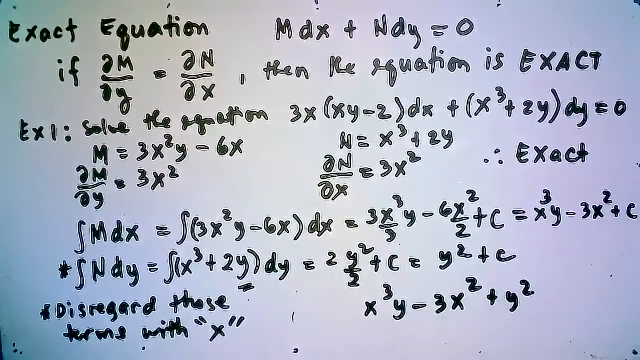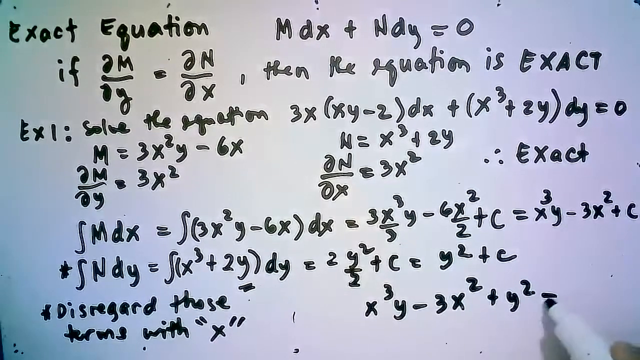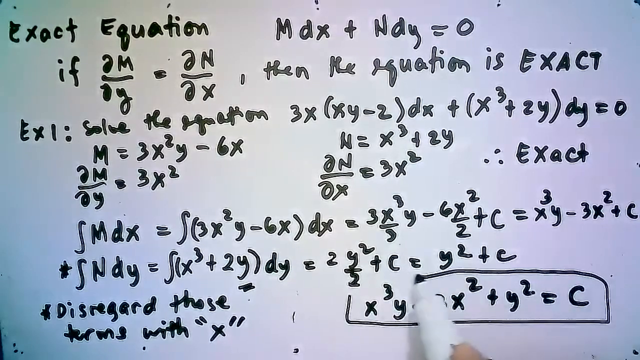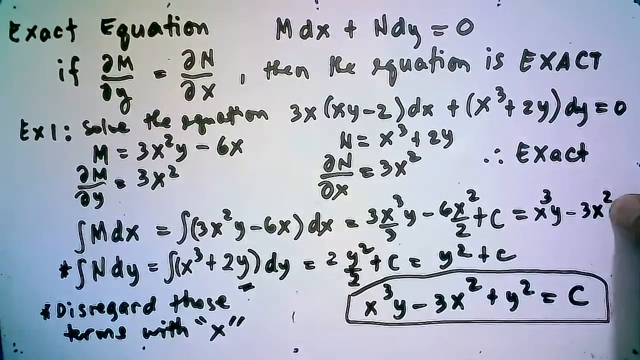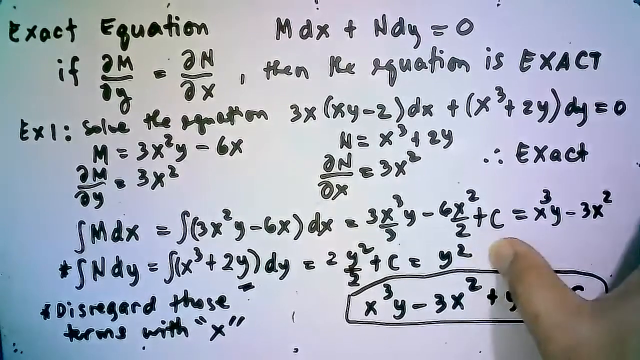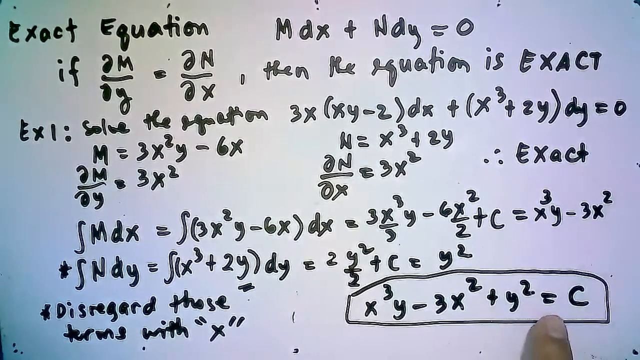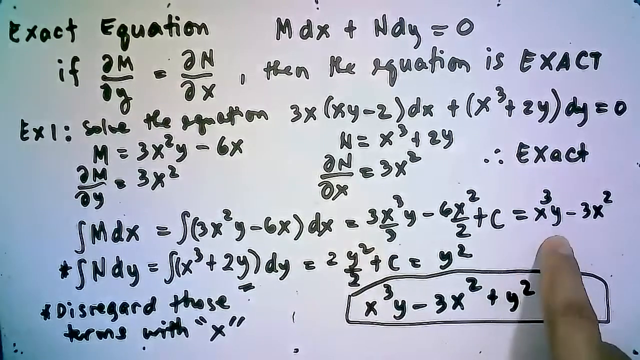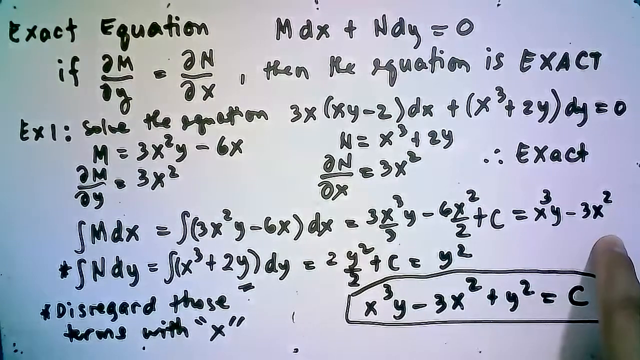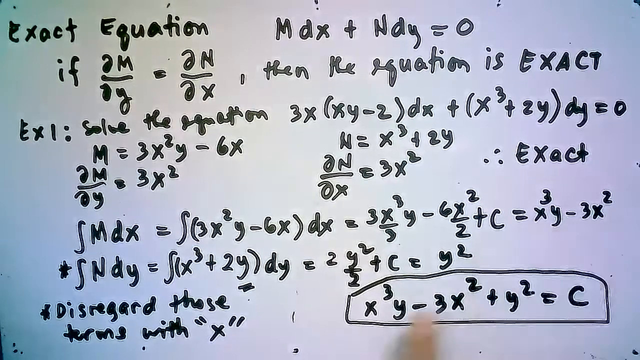And then the C will be transferred to the other side, or we will make it as our answer, which is C. So this is how we write our final answer. Again, we will just disregard this one, C, and then this one also, so that we will equate it as equals to C. So whatever your outcome is here, x cubed y minus 3x squared, you have to copy this one, and then you have to add this y squared.